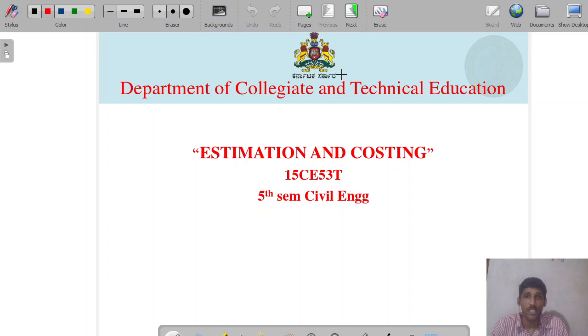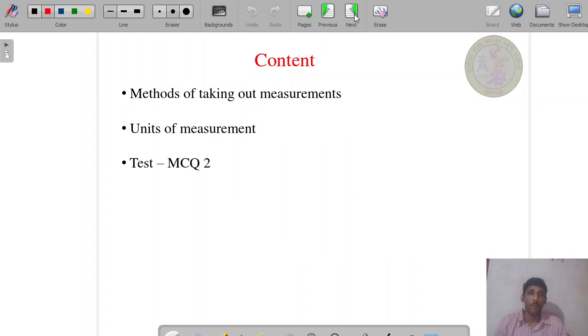Now we can proceed with this topic session. In this session we will discuss methods of taking out measurements, units of measurements, and then the multiple choice questions related to these methods of taking out measurements and units of measurements. In the estimation subject, these units are also very important.